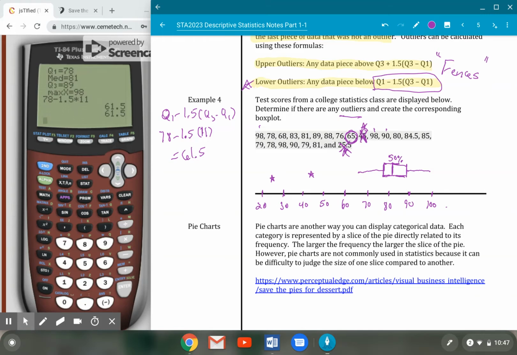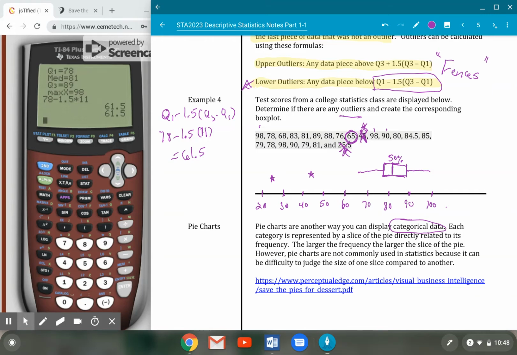The final thing to look at with our displays is the pie chart. So pie charts are another way to display categorical data. So we've got the bar graph, which we can make into a Pareto chart if we put the bars in order from the tallest to the shortest for categorical data. But we can also go with a pie chart. It can display categorical, not numerical data.